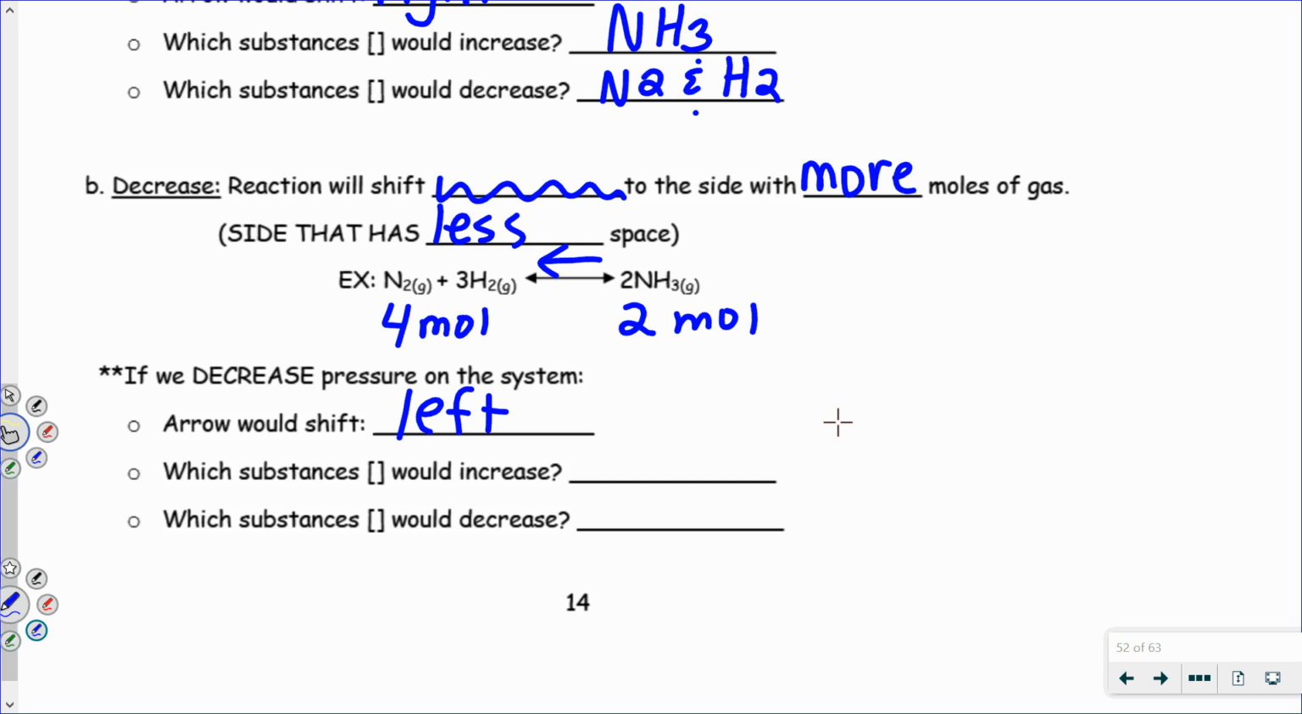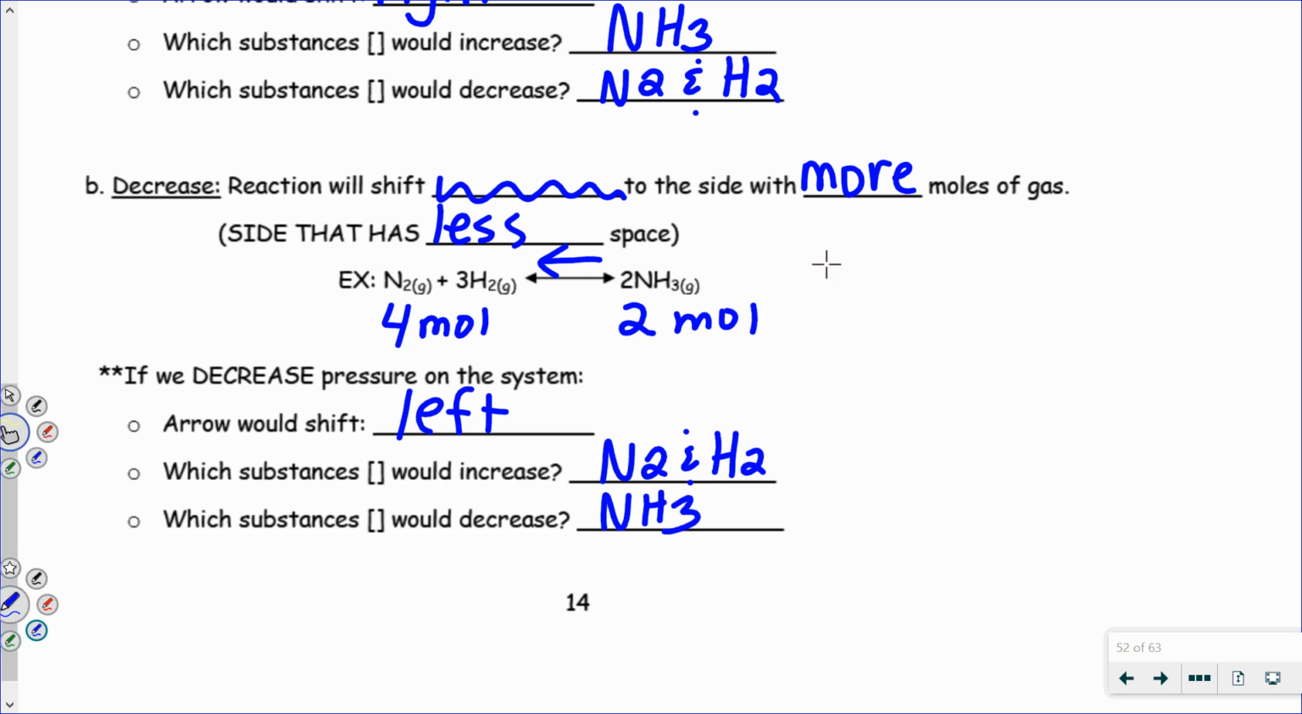So let's read what this kind of means. This now means that the NH3 is being used up to generate more of these two, the nitrogen and the hydrogen. So the substances that increase in concentration, it's whatever your new arrow points at. So the N2 and the H2. Which substances decrease in concentration? Whatever your new arrow does not point at. So the NH3.